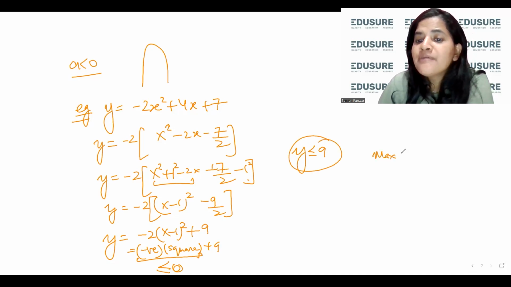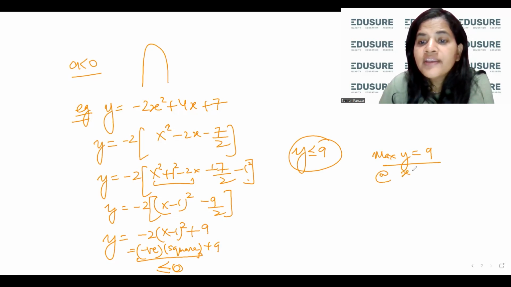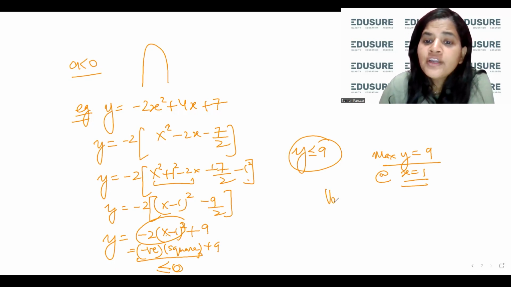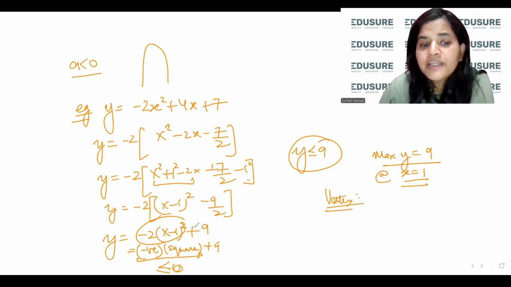So what is the maximum value of y? 9. And where does it occur? It occurs when x is equal to 1. When you put x equals 1, this quantity becomes 0, y becomes 9. So what is the vertex of this particular graph?